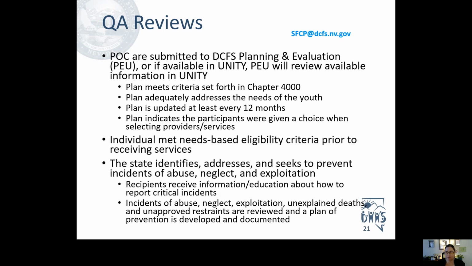And finally, the 1959 Quality Improvement Plan, as we submitted it to CMS, requires that the state identify, address, and seek to prevent incidents of abuse, neglect, and exploitation. If such an event does occur, the incident must be reviewed and a plan of prevention must be developed and documented. For quality assurance purposes, we will periodically check to see if incidents meeting this criteria have occurred, and we will do a brief review of the incident to ensure that it was addressed and documented.